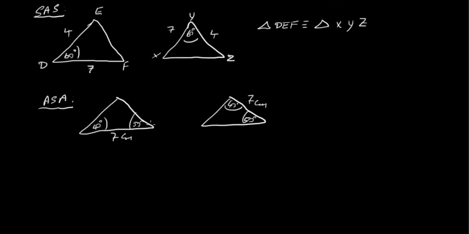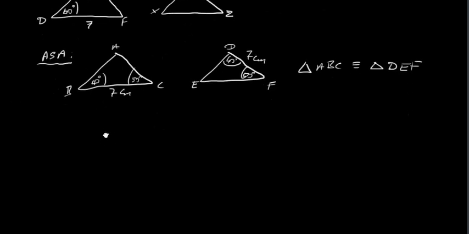Here we have two angles and the side between the two angles. Here we have two angles, the side between the two angles, all three measurements are the same. Therefore we have two angles and a side the same in both triangles. Therefore we can say that these two triangles are congruent. So again, if we call these A, B, C, D, E, F, here we can say that triangle ABC is congruent to the triangle DEF. Okay, so that's the third one.